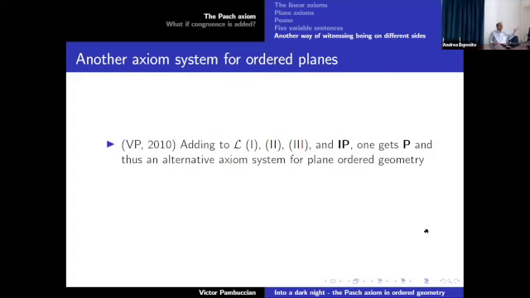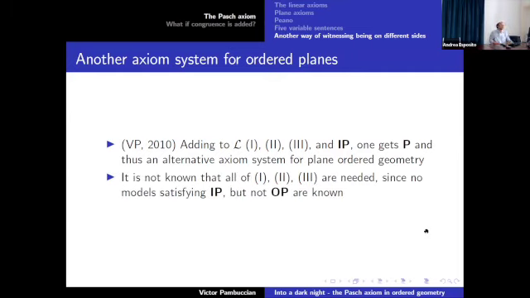So adding to L these things and inner Pasch, you get the Pasch axiom. So this is an alternative axiom system for plane ordered geometry. It is not known whether these 3 are all needed. Can you do it with fewer? Nobody knows.